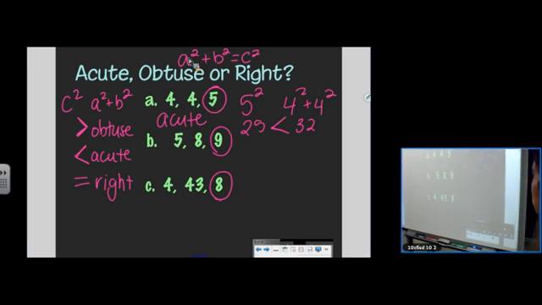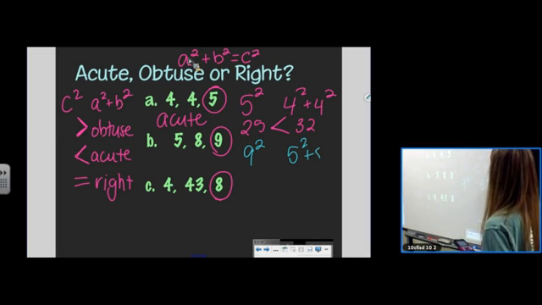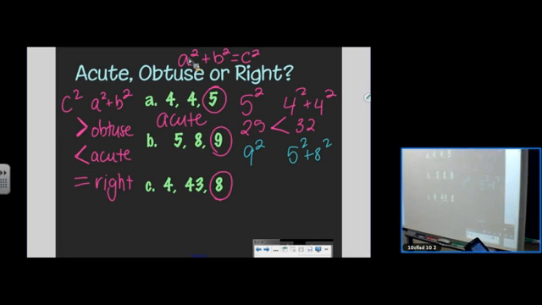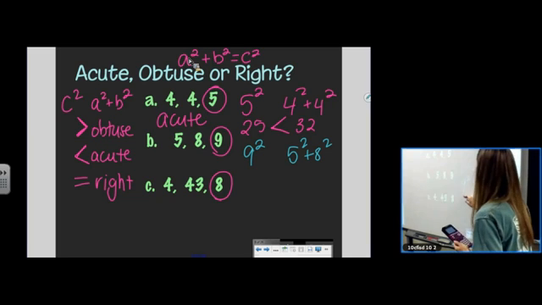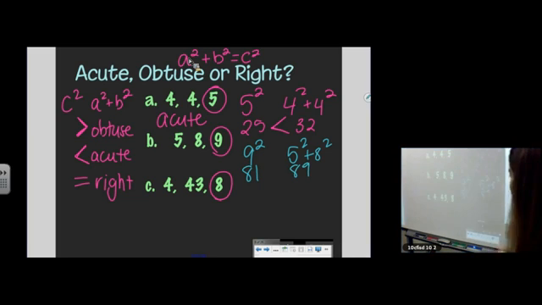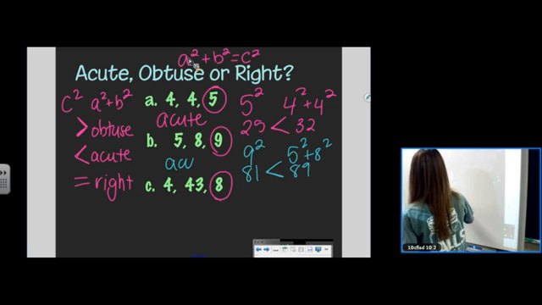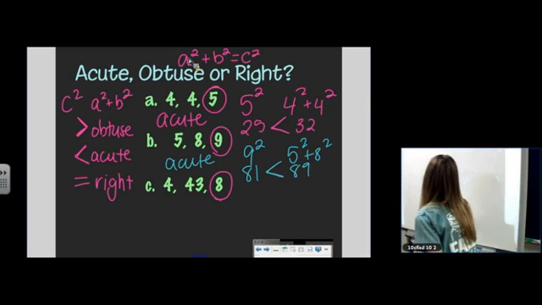All right, next one. C squared. Now let's compare it to a squared plus b squared. So we're comparing 9 squared to 5 squared plus 8 squared. We are comparing 81 to 89. And look at that. It is also less than. So it's also acute, acute in a row.